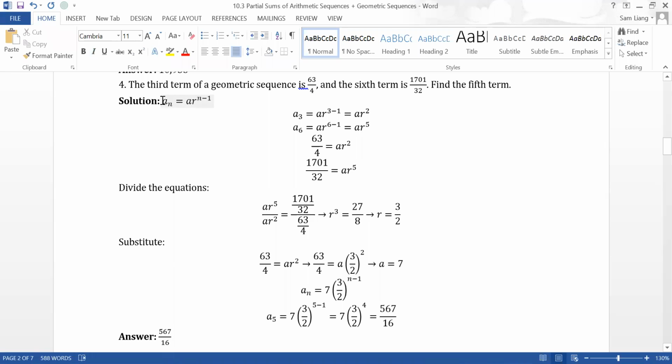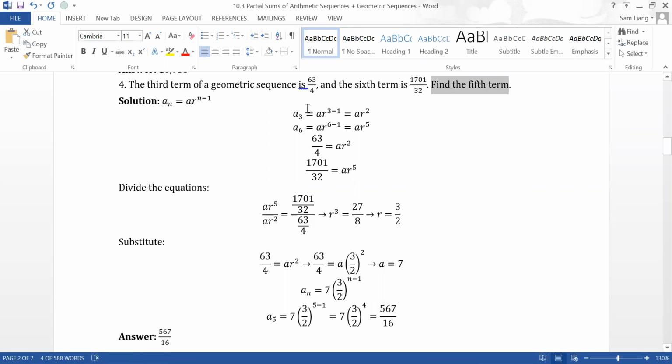So here we're just going to use this relation between the nth term in a geometric sequence and the first term in the common ratio, right? So an equals a times r to the n minus 1. And here we're given the third term, which in this case is 63 over 4. And we're also given the sixth term, which is 1701 divided by 32. And our job is to find the fifth term.